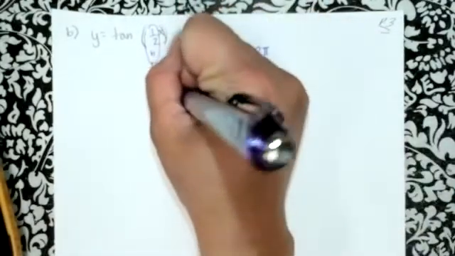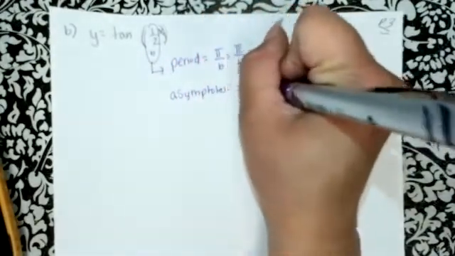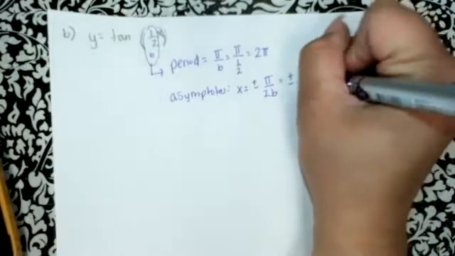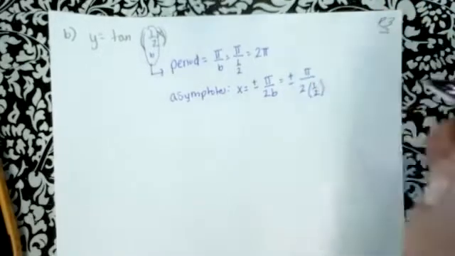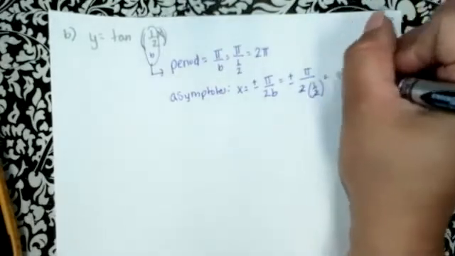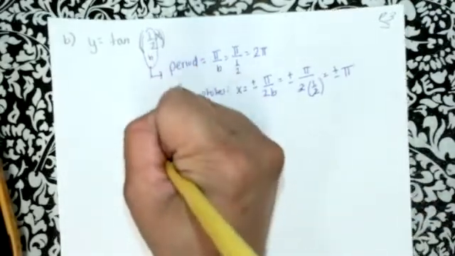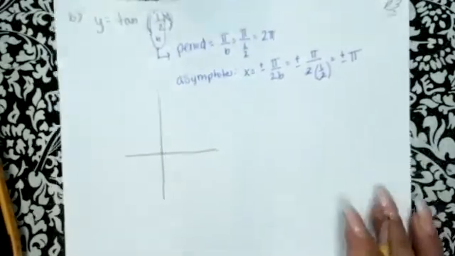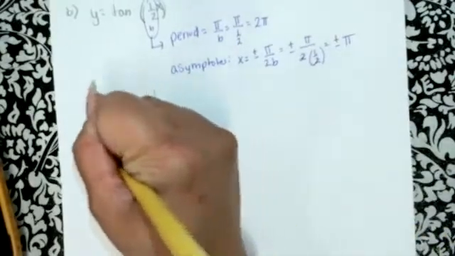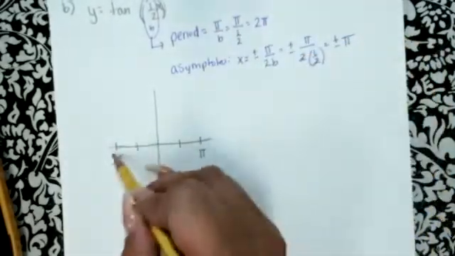And when I do my asymptotes, the equation is going to be plus or minus pi over 2b. So this is going to be a plus or minus pi over 2. The b is 1/2. Now the 2's are going to cancel, and I'm just going to be left with pi over 1, which is just going to be a pi. So I'm going to go pi to the right, negative pi to the left. Or take your period and divide it by 2. So half this way, half that way.